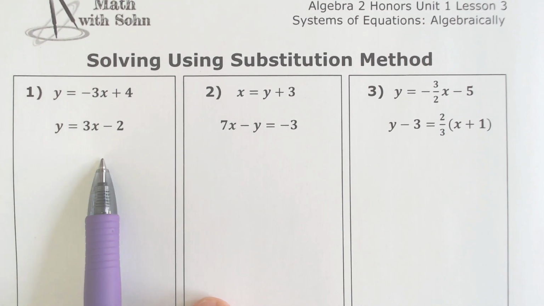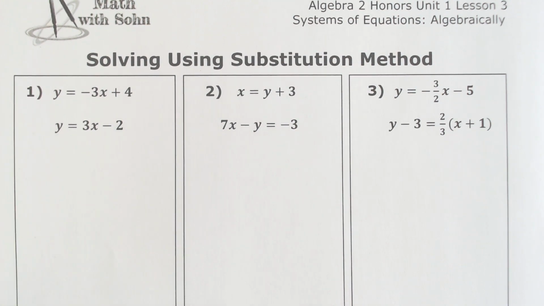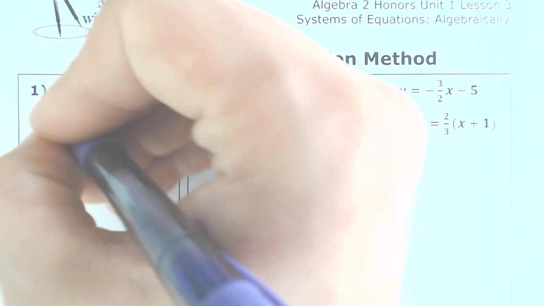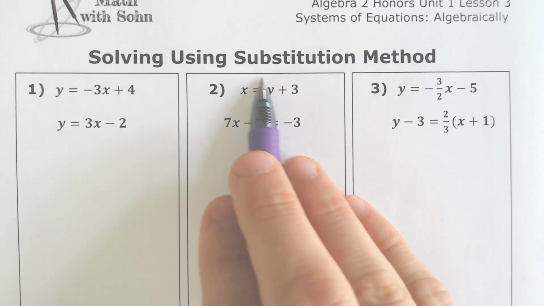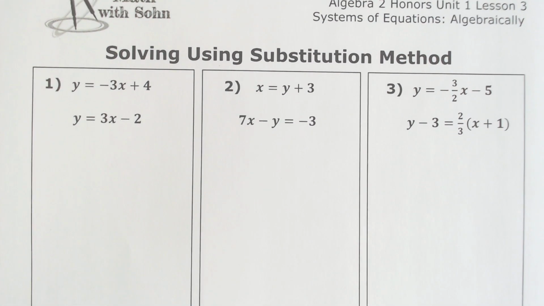Now, the substitution method works out way better when you have a variable, either x or y, already isolated and by itself. So see how here the y equals is by itself, and the y equals is by itself, and over here x equals is by itself. So that means that substitution is going to be a more preferable method.